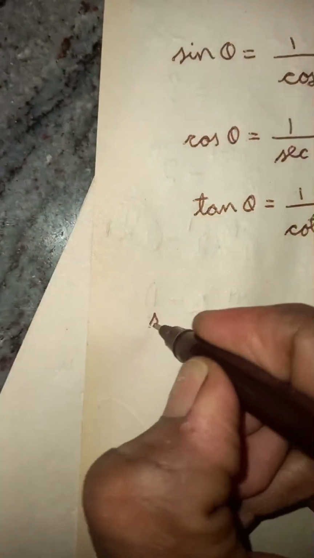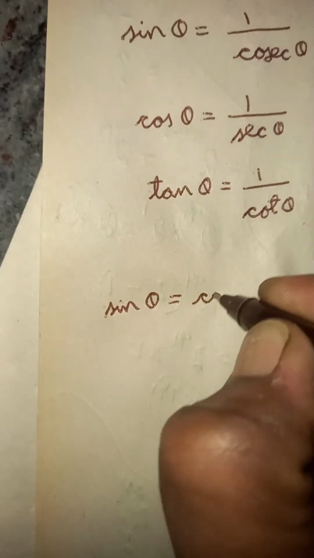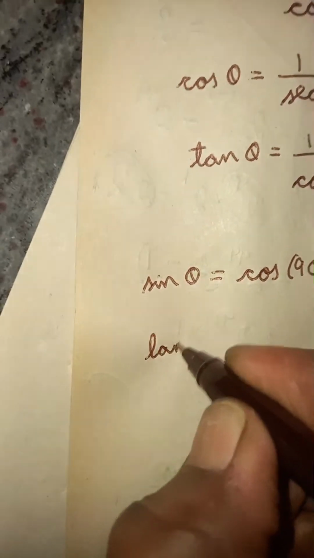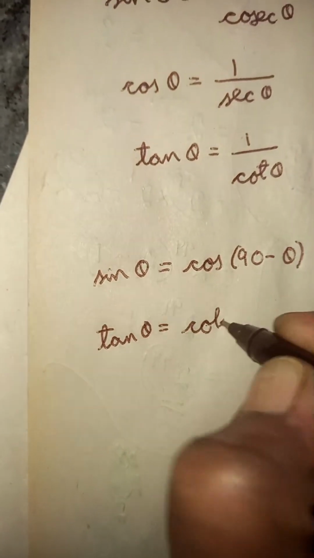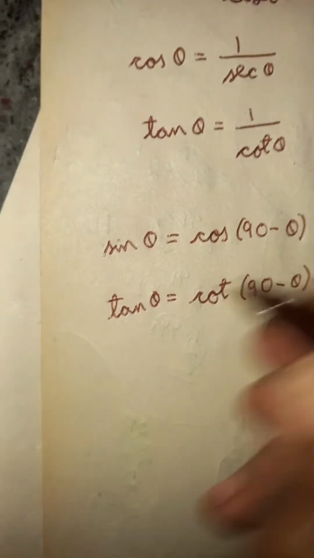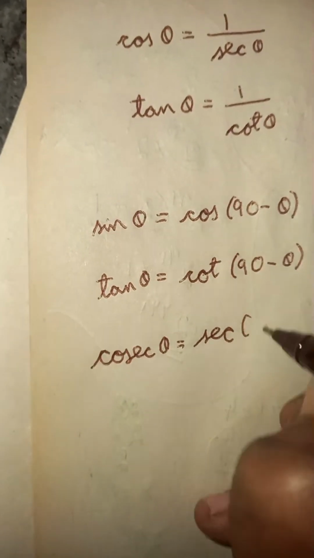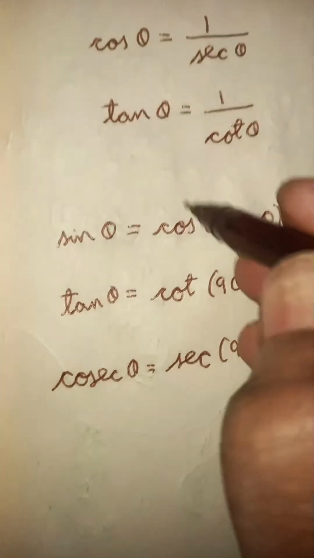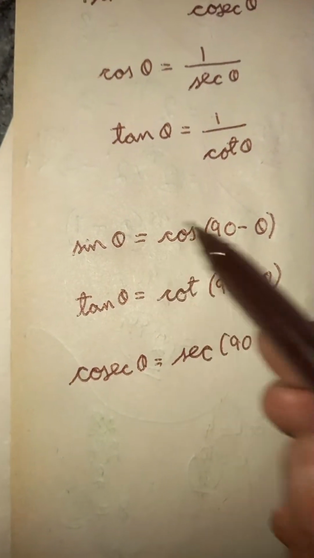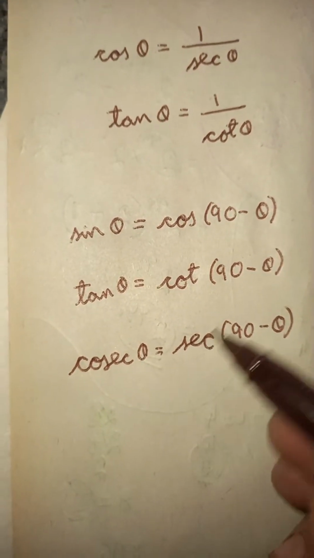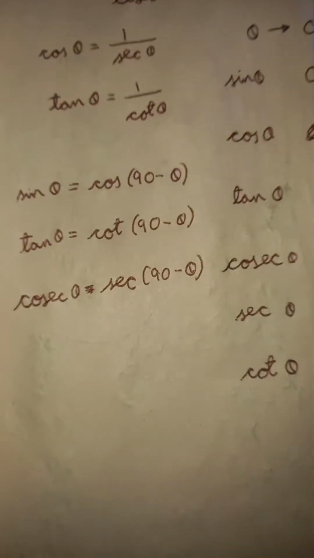You can write in another way also, that is different formulas of trigonometry, the 90-degree ratios. Sine of theta can be written as cos of 90 minus theta. In the same way, tan theta you can write as equal to cot of 90 minus theta. Again, cosecant theta you can write as secant of 90 minus theta. You can write even in the opposite way, that is cos theta as sin 90 minus theta, cot theta as tan 90 minus theta, secant theta as cosecant 90 minus theta. These are all different ratios.